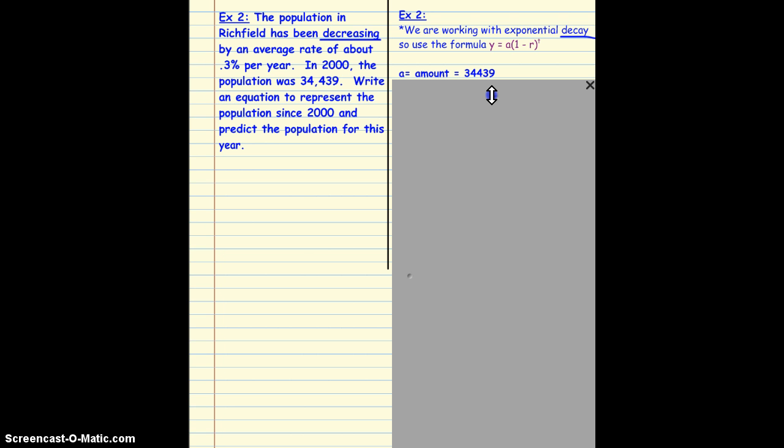Okay, our amount that we're starting with is our population, 34,439. Our rate is 0.3, but that is a percent, so as a decimal we need to move it over 2 more spots, so that is 0.003. Make sure that you're careful with those. And then time, our t, again, is going to be 14 years, 2014 minus 2000.